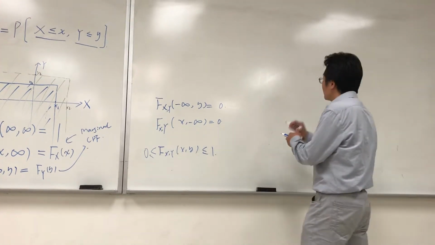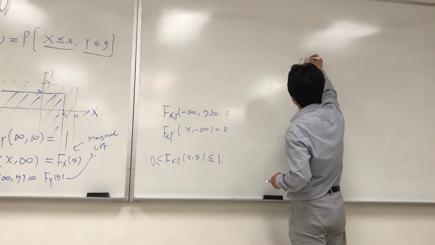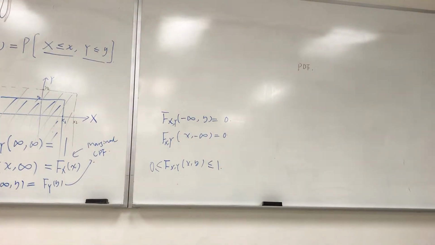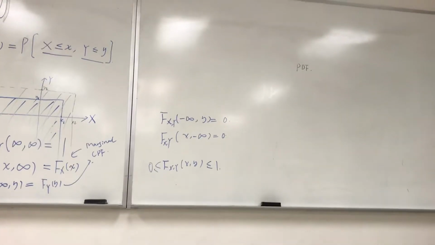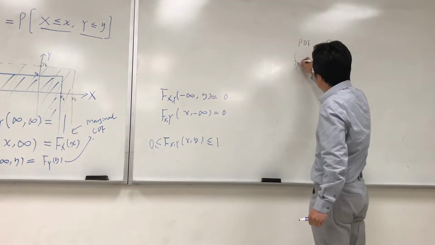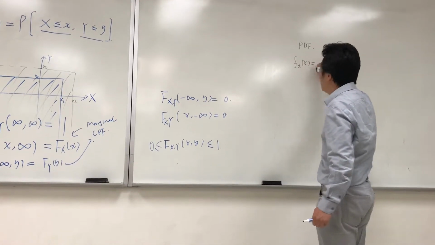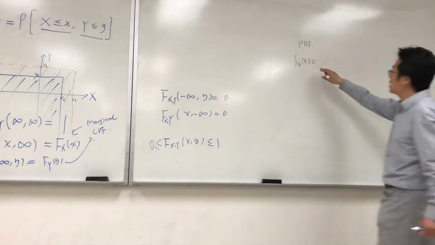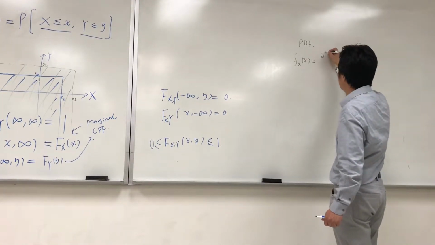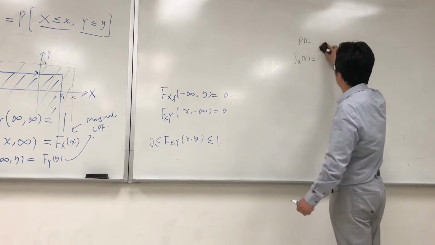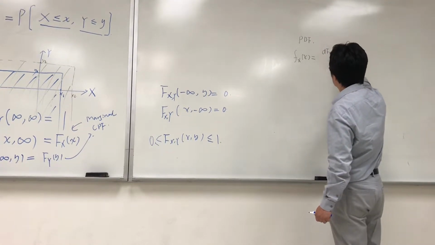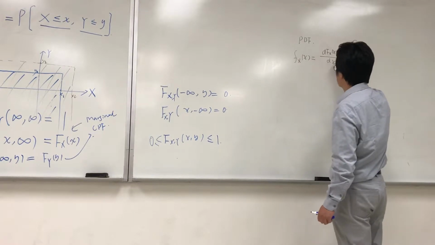Density function, so PDF. Again, let's recall the definition of PDF for one single random variable. Remember, the PDF is defined as the derivative of the distribution function with respect to its realization. Just the derivative.